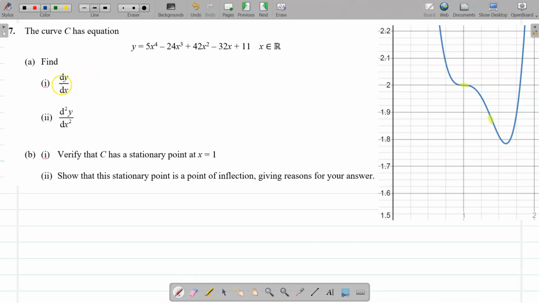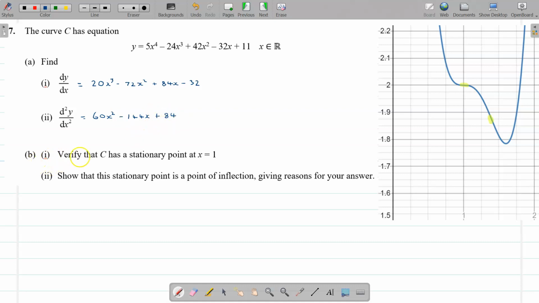So first of all, let's find dy by dx, and that's a pretty straightforward differentiation here. We've just got to carefully do it term by term. So we have 20x cubed minus 72x squared plus 84x minus 32. And the second derivative is just the derivative of that, which is 60x squared minus 144x plus 84.